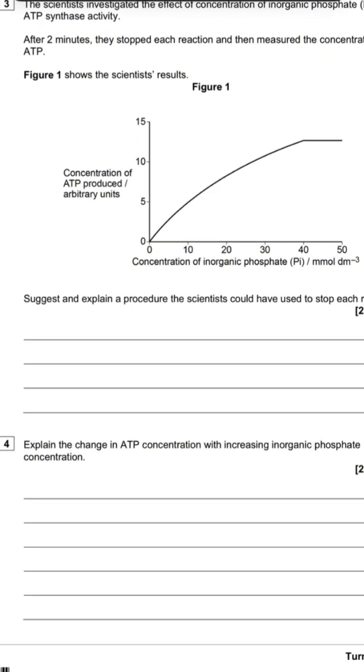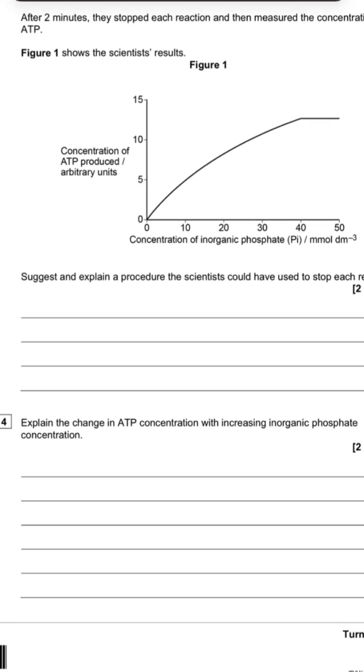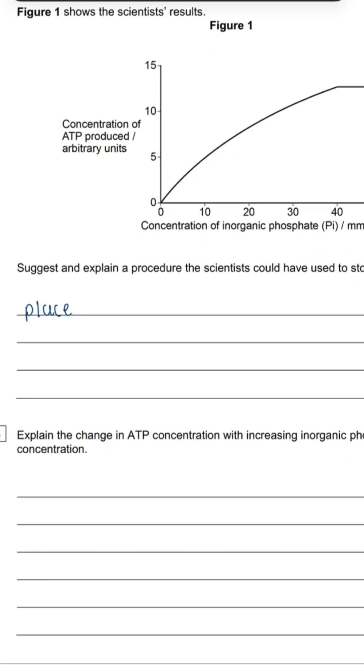Okay, so now we have a graph. This is an enzyme graph, which you probably recognize. As we can see, we have our typical increase, which is followed by our plateau. So the first question is asking us to suggest and explain the procedure the scientists could have used to stop this reaction.